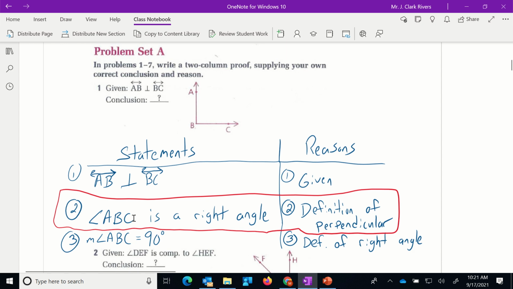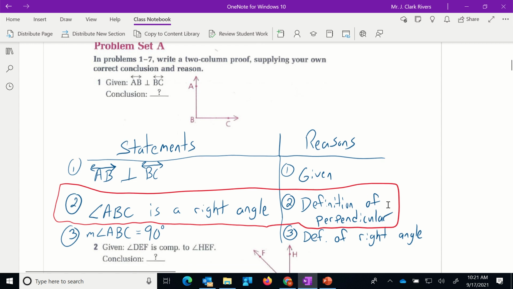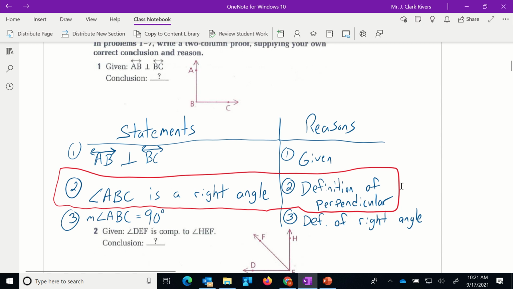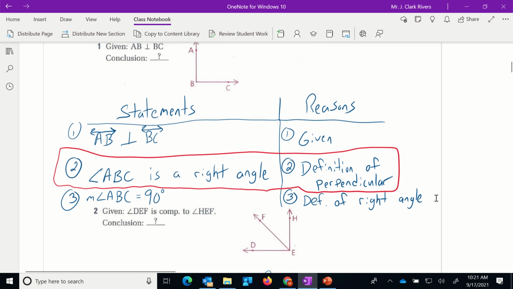Beyond that, once you know that angle ABC is a right angle, you could say the measure of angle ABC is 90 degrees, or the measure of angle B is 90 degrees. Definition of right angle. What you should have is in that red box. So if you don't have what's below that, that's probably what happened. It's good to know that that is the next conclusion that can be drawn. Questions on one? Okay. Joe, can you see okay? Okay.